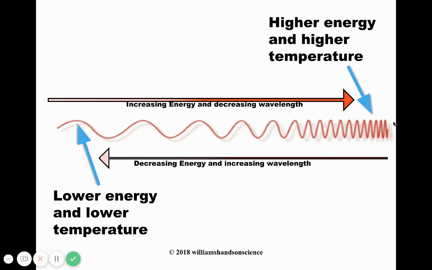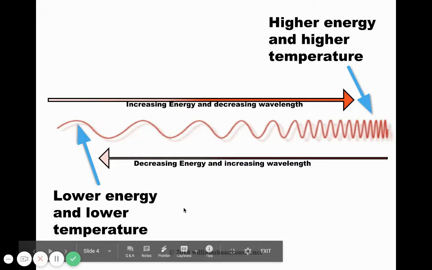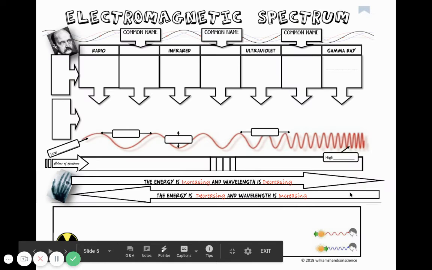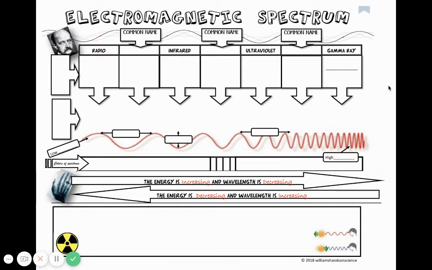Here's your higher energy, higher temperatures, with higher energy, lower temperatures. So we can fill in these two arrows right here with that information. So you can pause and then fill that information in.